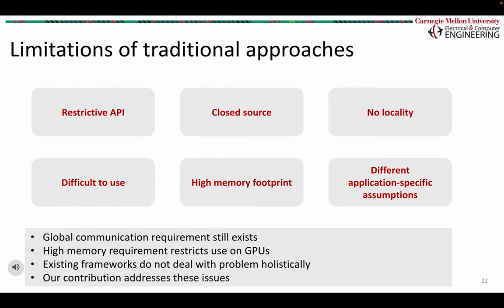However, the traditional approaches have some limitations. Some have restrictive APIs, so users cannot describe data patterns other than what is already defined. Some, like MKL, are closed source, so no functionality can be changed. There is no locality in FFT computation since it is parallelized across processors, and some frameworks like Spiral are useful but difficult to use for application developers as it requires intricate knowledge of high-performance computing.